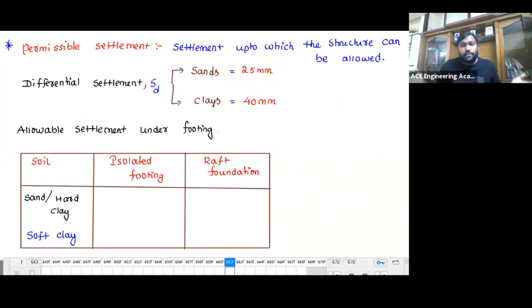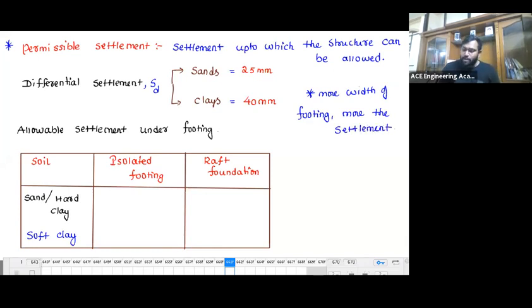But then why are we preferring the raft foundation, you may ask me. The point is, in isolated foundation, though the settlement is less, it will cause a differential settlement. Differential settlement is much more vulnerable than the direct settlement. If there is a differential settlement, the structure may get some cracks. I showed you the figure also. So in the case of the raft foundation, the more the width of the footing, the more the settlement.